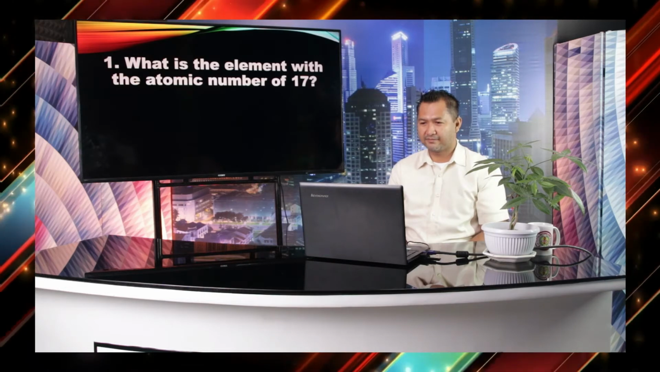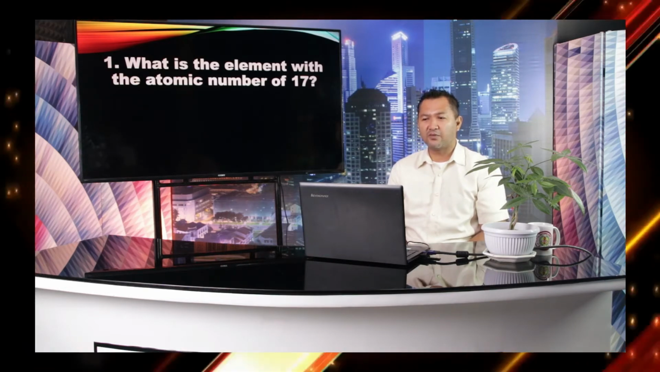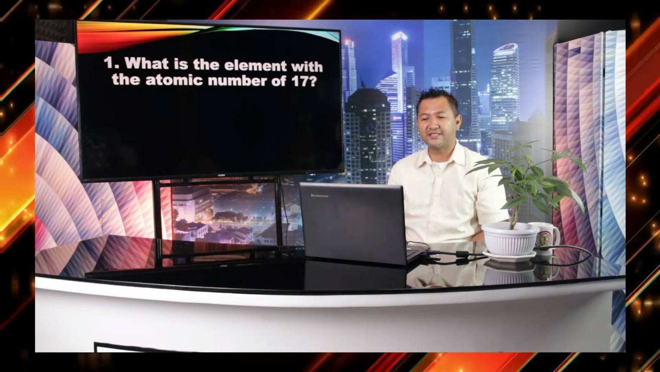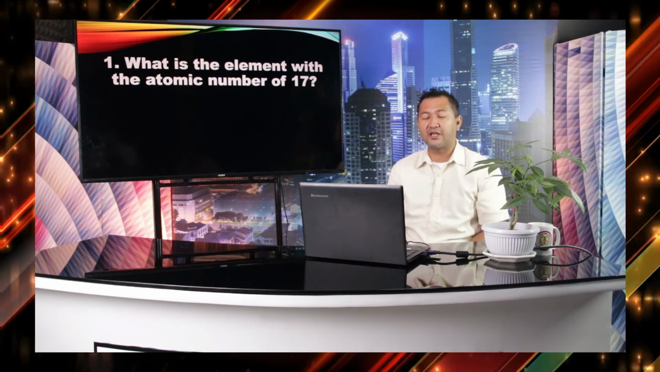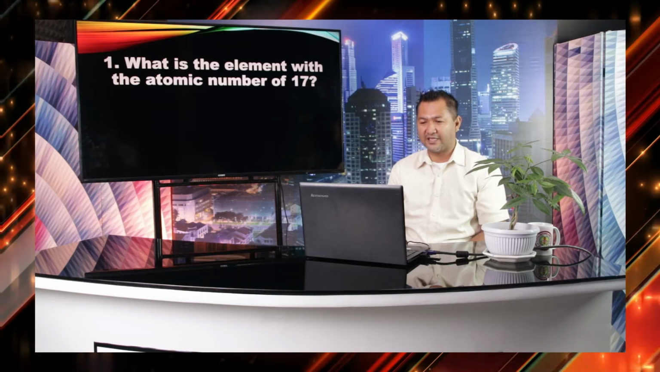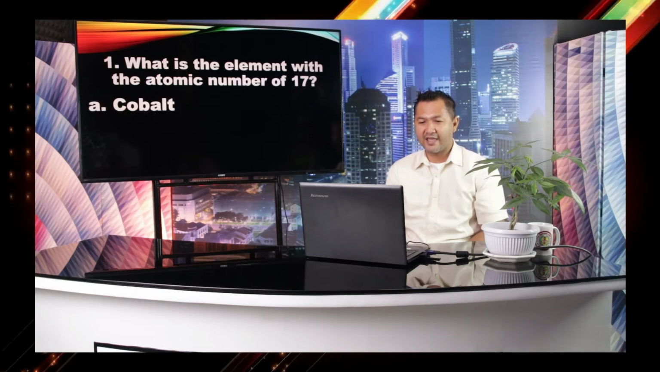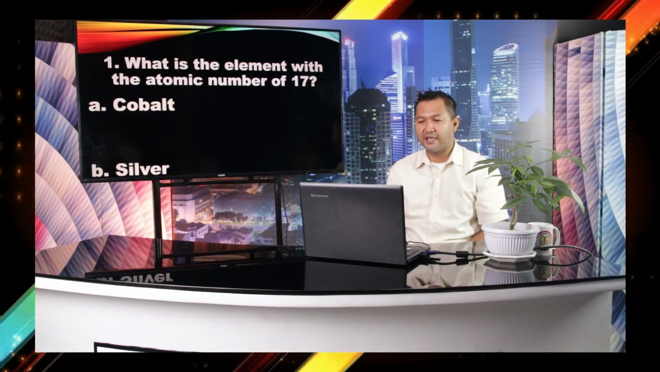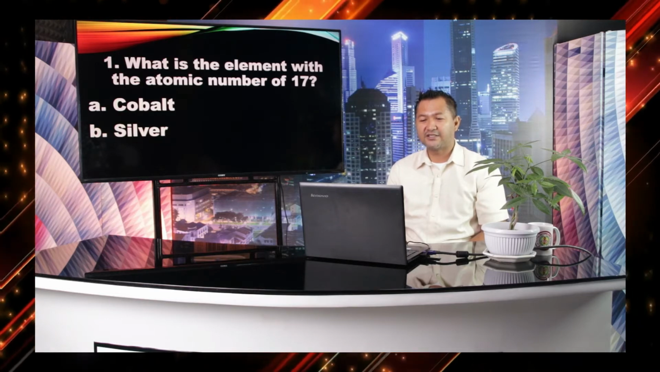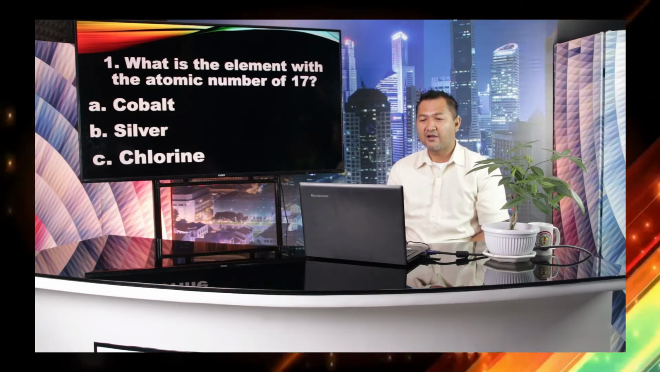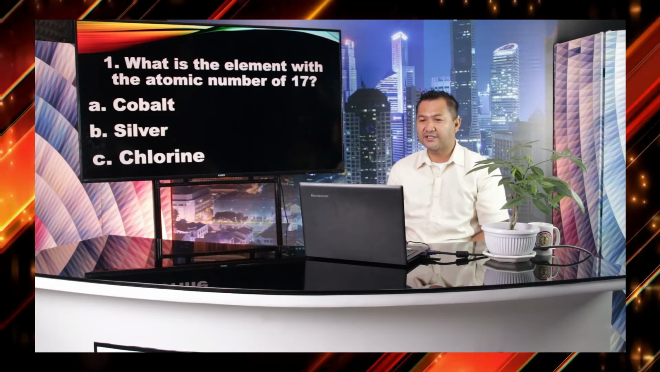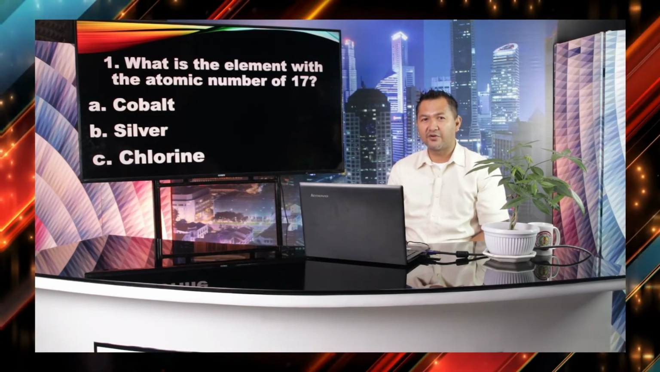Number 1. It is the element with an atomic number of 17. Again, what is the element with an atomic number of 17? A. Cobalt. B. Silver. C. Chlorine. Again, A. Cobalt. B. Silver. C. Chlorine.